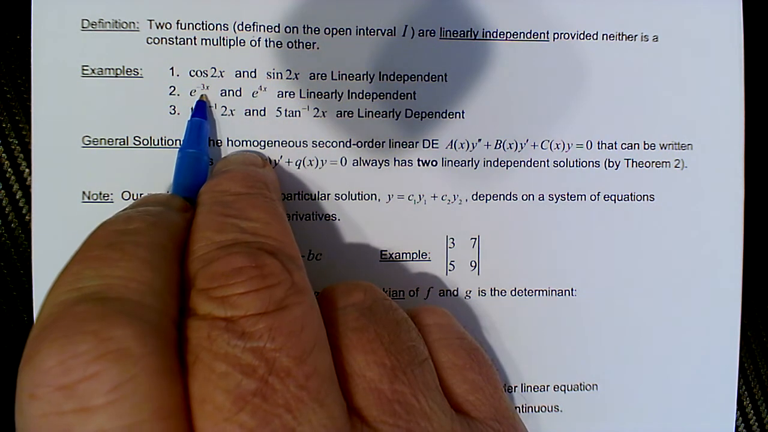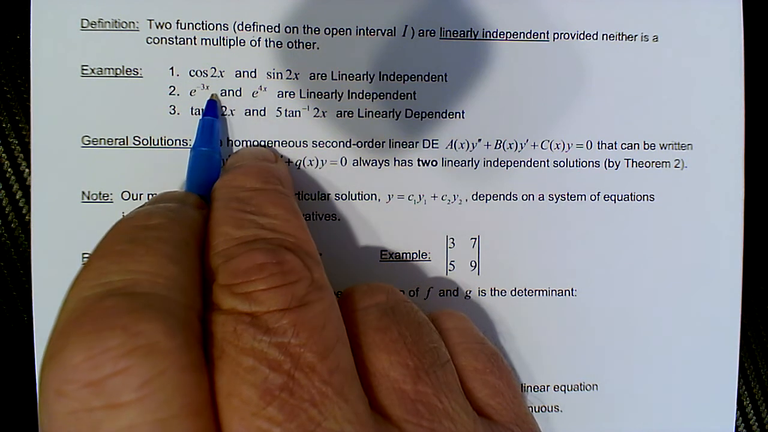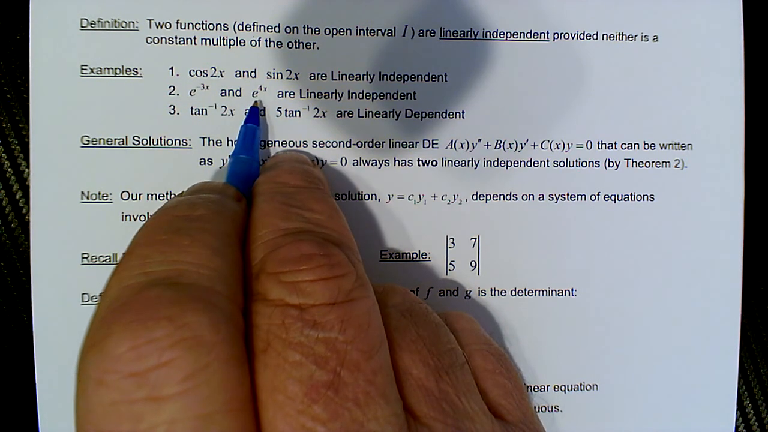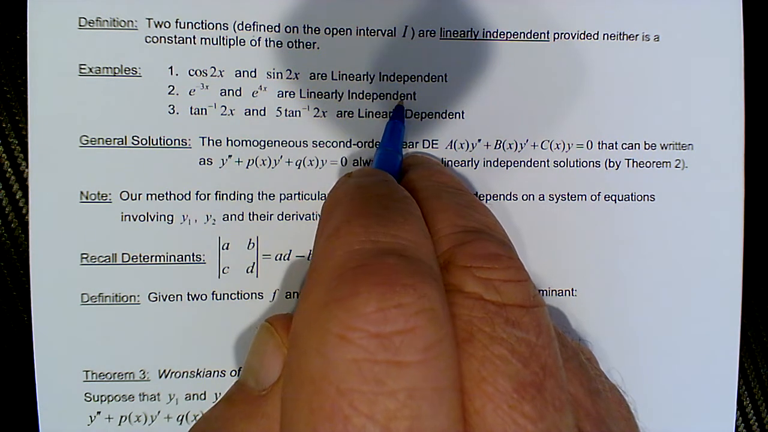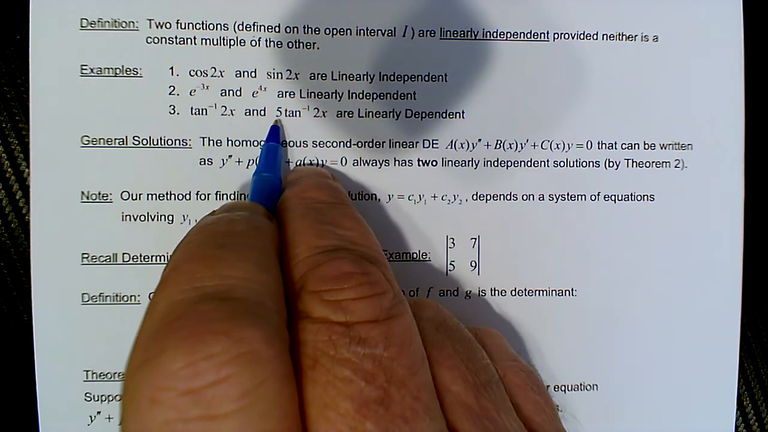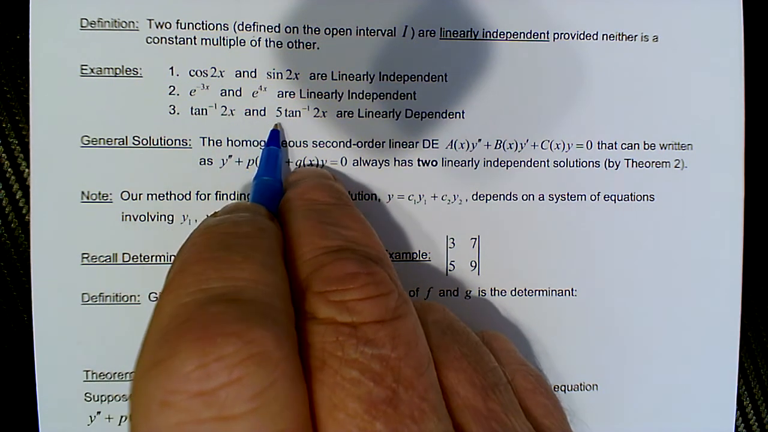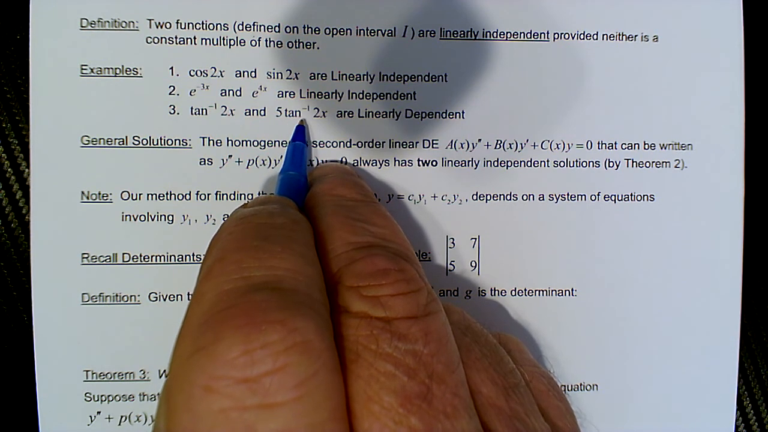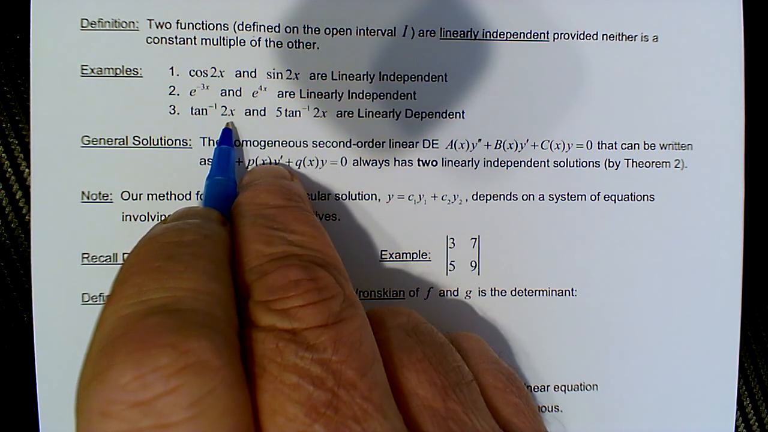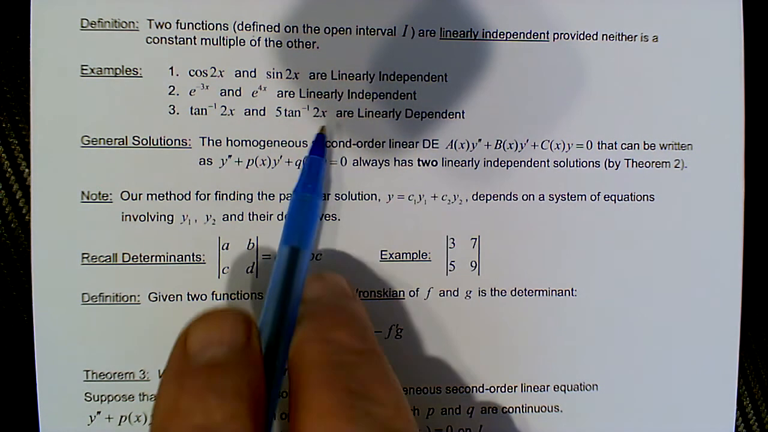E to the negative 3x, e to the 4x, because the powers are different, we cannot express those as multiples of one another, so they're linearly independent. But here's an example which is linearly dependent, because inverse tangent of 2x and 5 inverse tangent of 2x is just a constant multiple of inverse tangent of 2x. So they're linearly dependent.